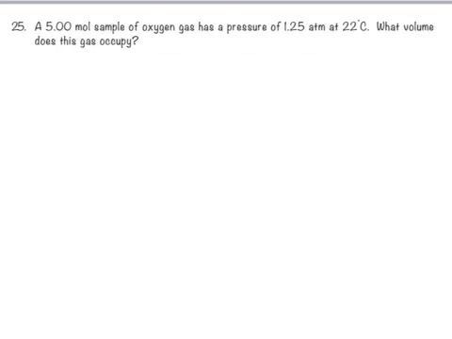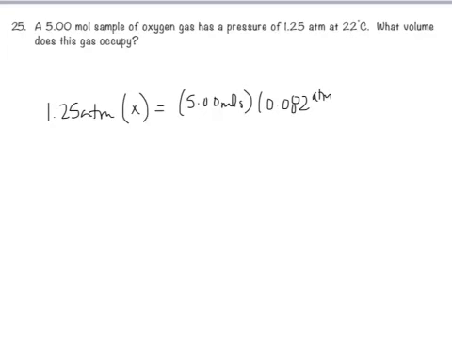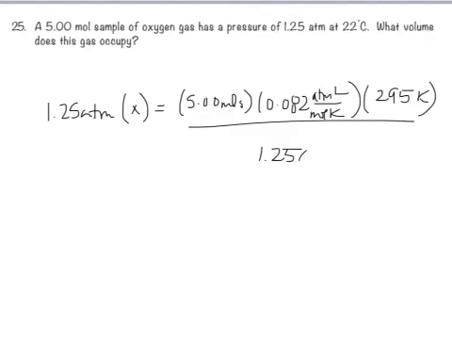Okay, one last ideal gas law problem, 1.25 atmospheres. We do not know the volume. The number of moles is 5 moles. Because it's in atmospheres, again, R is 0.082 atmosphere liter per mole Kelvin. And then the temp is 295 K. If I divide both sides by 1.25 atmospheres, they go away. Atmospheres cancel, moles cancel, Kelvin cancels. I'm left with liters. The answer, 96.8 liters.